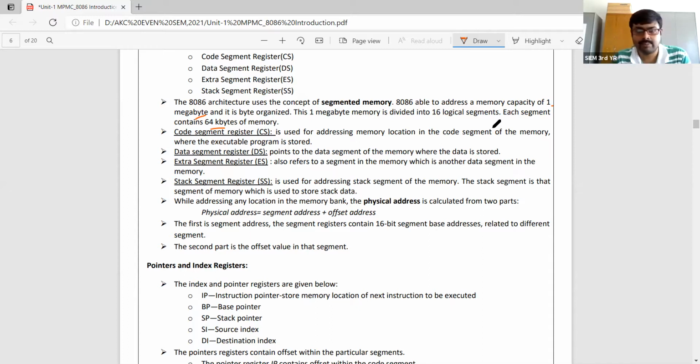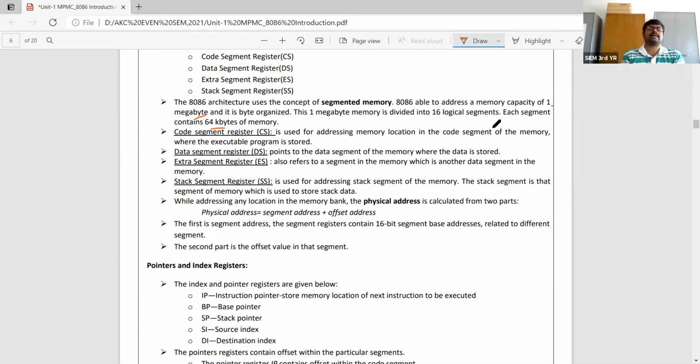This 1 megabyte memory is divided into 16 logical segments. How many logical segments are we getting? 16 logical segments. Each segment contains 64 kilobytes of memory.